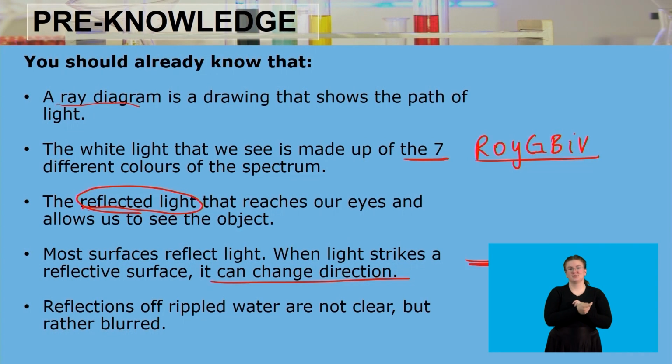If this is your surface, light coming from the source, remember if it's coming from the source, it's your incident ray. If it now strikes the surface and bounces off the surface, it becomes your reflected ray. So as you can see, the direction of this light ray has changed. Now, the last thing that we already know is that reflections of rippled water are not clear, but rather they are blurred because of the not so smooth surface that we find on rippled water. And when the surface is smooth, we are seeing a specular image or a clear image. If the surface is rough, then we are seeing a diffused image. That's why it is rather blurred.